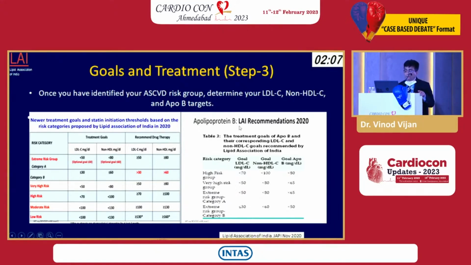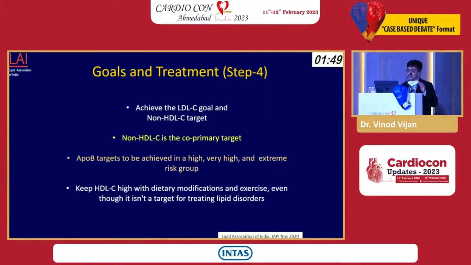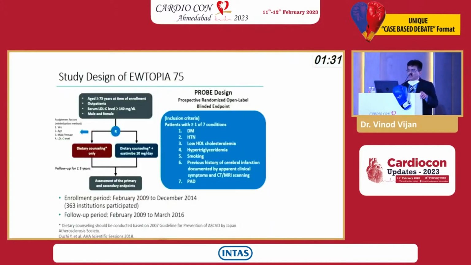Now, what about ApoB? ApoB is not a treatment target for the mild to moderate. But if you are a patient with extreme risk, then even the ApoB has to be treated, and in the extreme risk group, the ApoB should be less than 50. So this is important. So the goals are there to achieve the LDL, non-HDL. Non-HDL is a co-primary target, and ApoB to be achieved in high, very high and extreme risk, as I mentioned, and then keep HDLC high with dietary modification, even though this is not a target. But 2023 guidelines we might change.